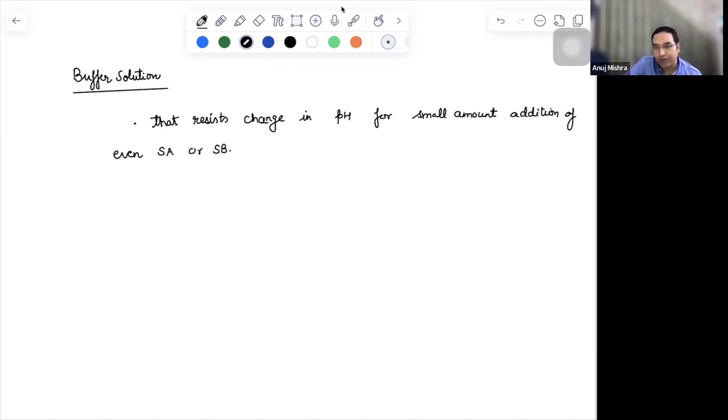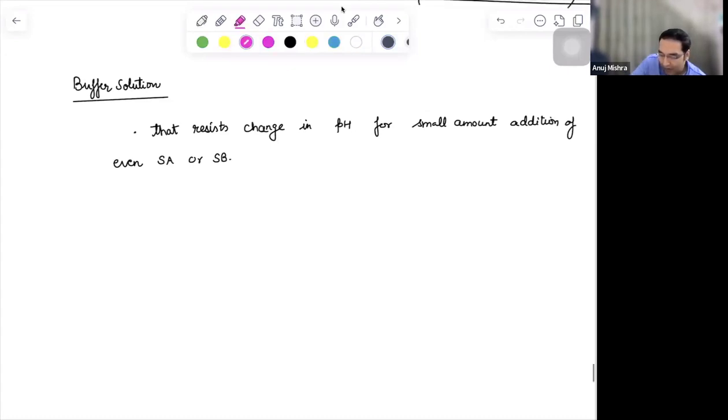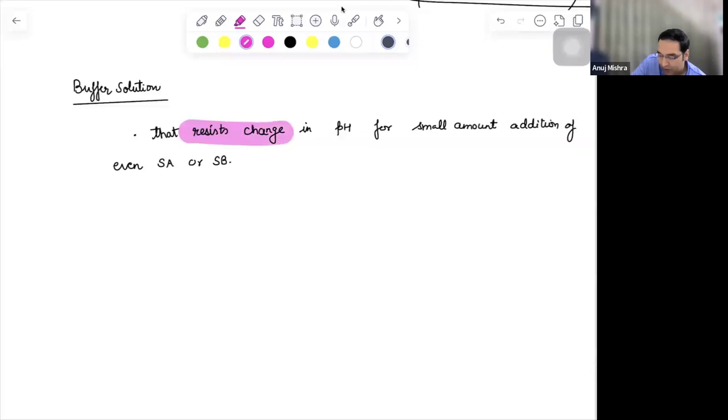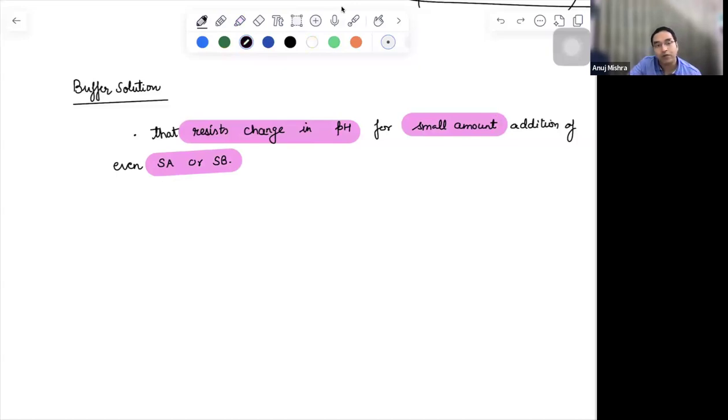So I'll repeat once again the statement. There are 3-4 parts in this. One is that resist change in pH. Next is for small amount addition of even strong acid or strong base. Strong acid और strong base के केस में भी चेंज ना शो करे, वो हो गया बफर सॉल्यूशन. ओके, फाइन.